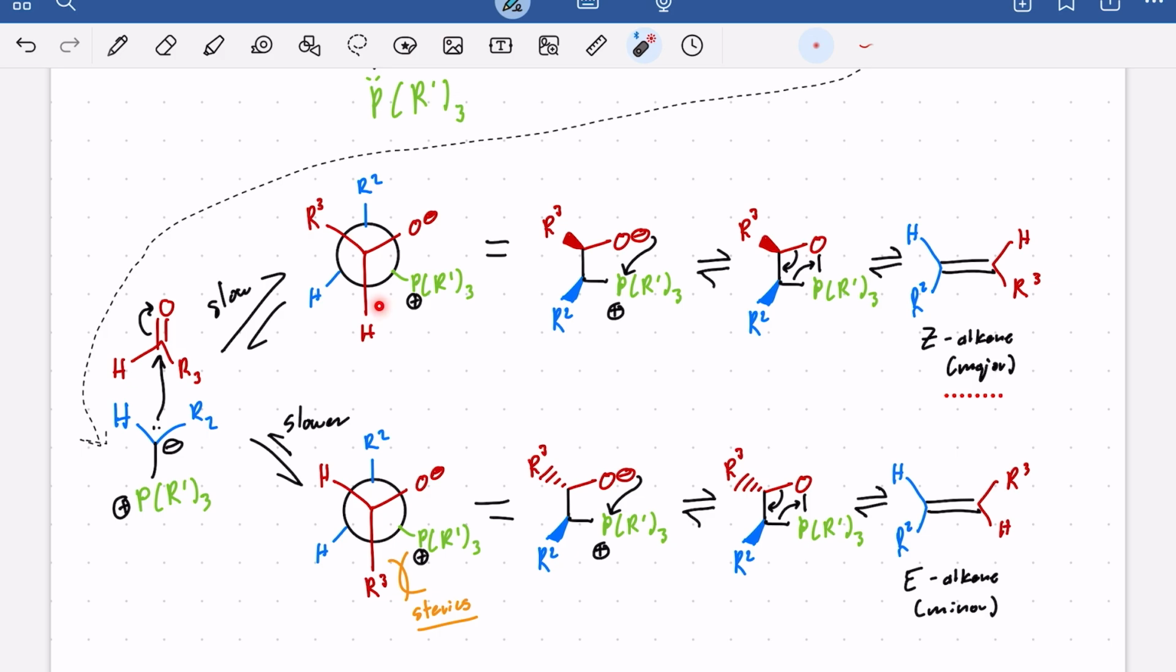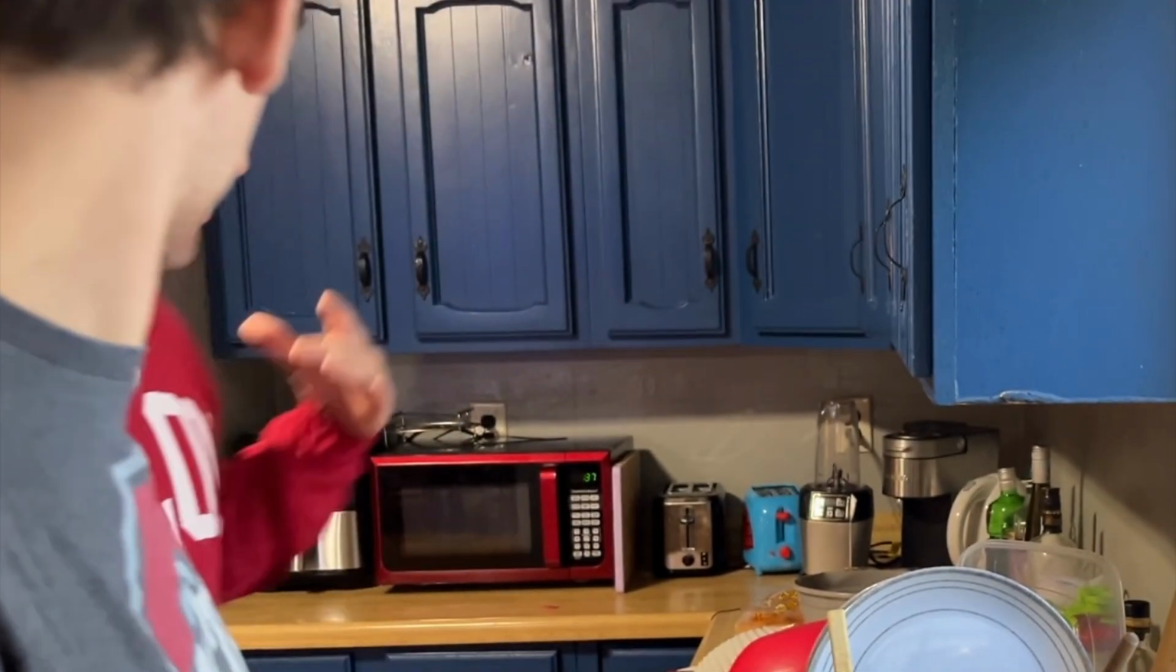So then this Fischer projection is just redrawn here as a more normal looking molecule to make it easier to do the mechanism. But for the sake of explaining why there's a major and a minor form, I had to include the Fischer projection. So the electrons from the O then attack the phosphonium group and make a cyclic structure, and then the cyclic structure does a rearrangement to kick off the phosphonium group and make the Z alkene major form with the R groups on the same side. Same idea in the minor form, however, the R groups are on different sides, and then that makes an E alkene minor form.